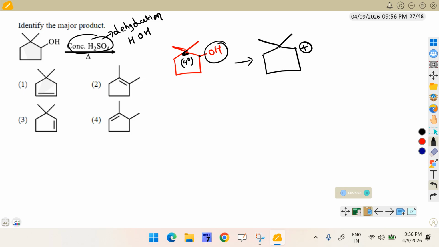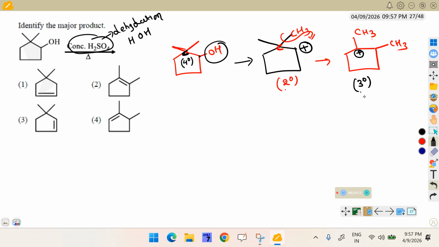The formed carbocation is a 2-degree carbocation. The adjacent carbon is a quaternary carbon, so this methyl group is shifted. A methyl shift takes place, so here CH3, here CH3. Now the positive charge is obtained here. This is a 3-degree carbocation, which is more stable than a 2-degree carbocation. After that you can remove a hydrogen atom.